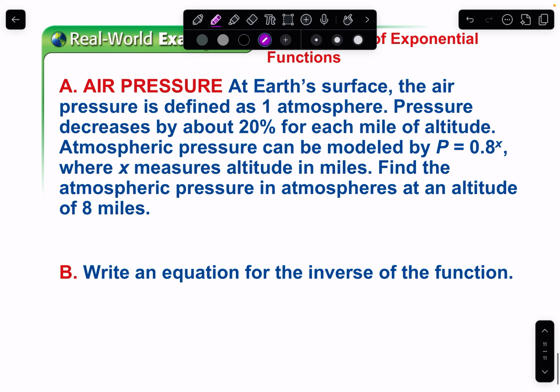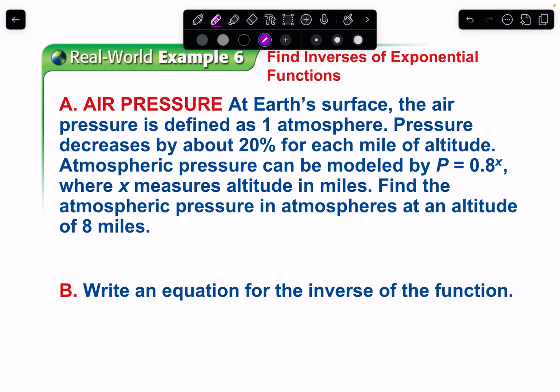Then example 6 is a word problem. There's a part A and a part B. The benefit of these is it's going to give you the equation that you're using in the actual word problem. So this says, at Earth's surface, the air pressure is defined as 1 atmosphere. Pressure is decreased by about 20% for each mile of altitude. Atmospheric pressure can be modeled by P equals 0.8 to the power of x. I'm going to write that down because we're going to use it, where x measures the altitude in miles.